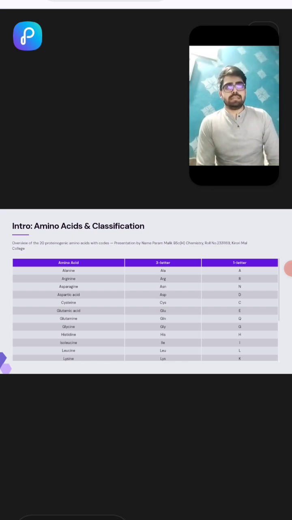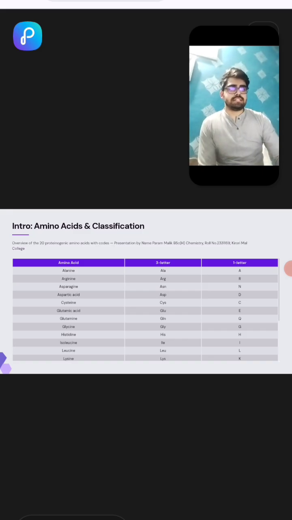We have the main names of the amino acids, and the representation can be done by two methods. First, there is a 3-letter representation and there is a 1-letter representation. Like for alanine, the 3-letter is ALA and the 1-letter is A. As you can see in the list, there are many.